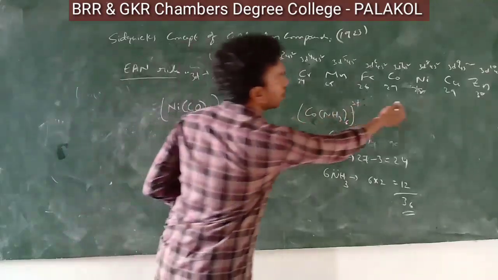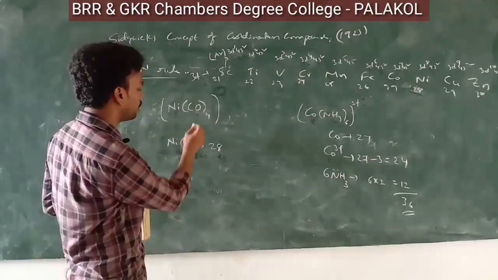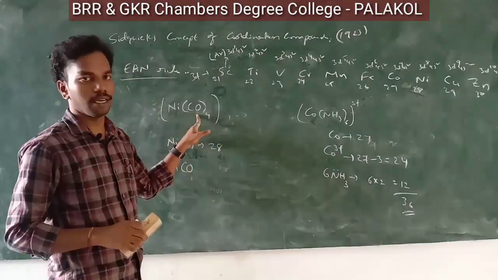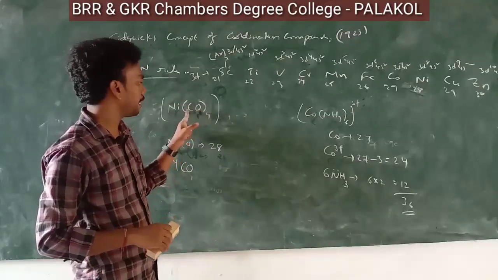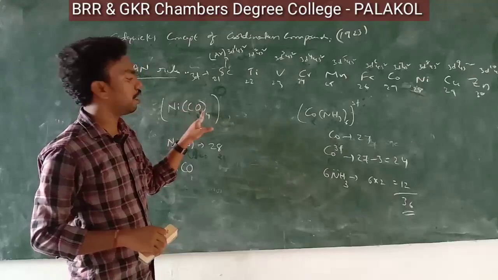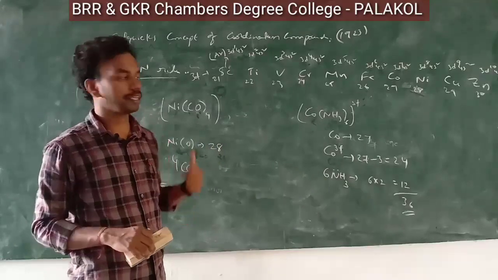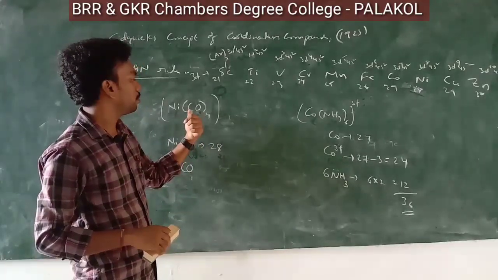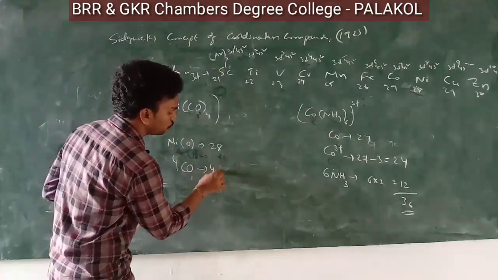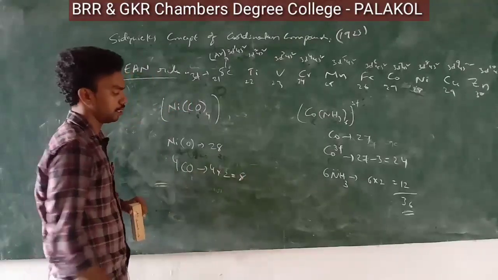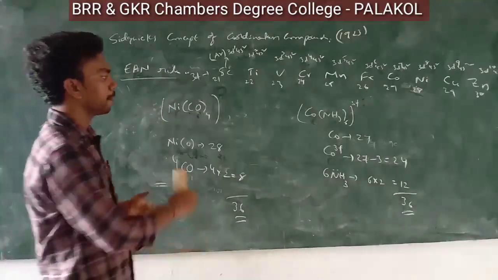That means we have nickel with 28 electrons, and 4 carbonyls. Carbonyl is also a monodentate ligand. Carbon has one pair of electrons, and oxygen has one pair of electrons, but at a time only one pair is donated, either by carbon or oxygen. Most probably carbon donates the pair because carbon has less electronegativity. So 4 carbonyls is 4 into 2, that is 8. So 28 plus 8 is 36. This complex is also stable.